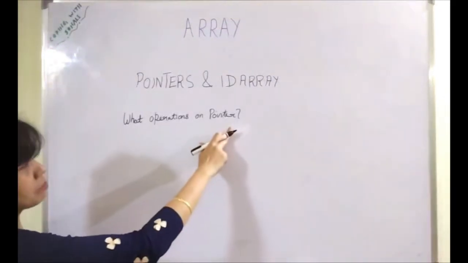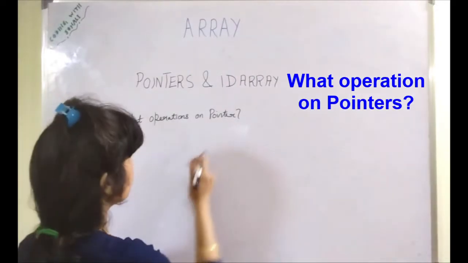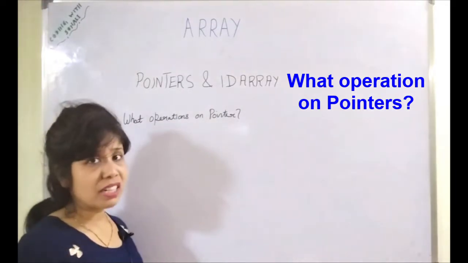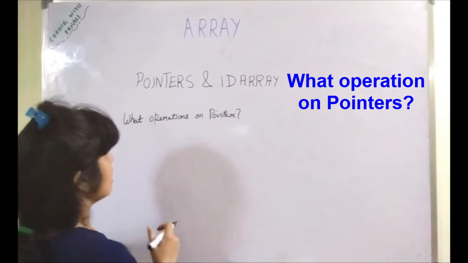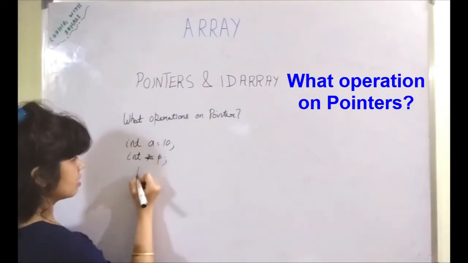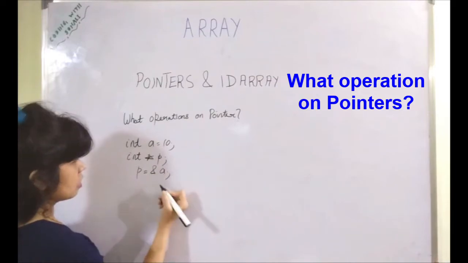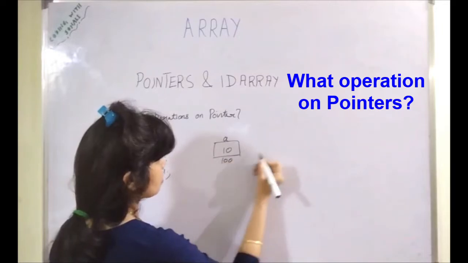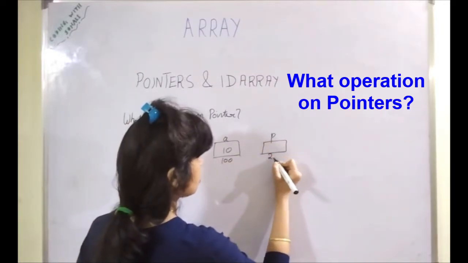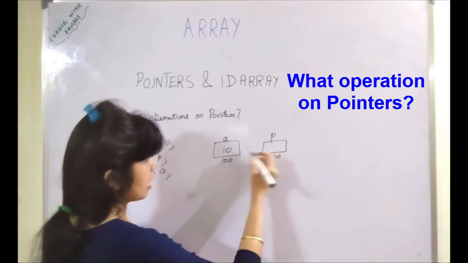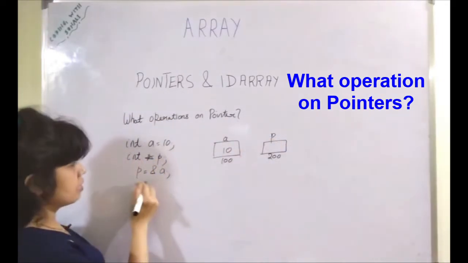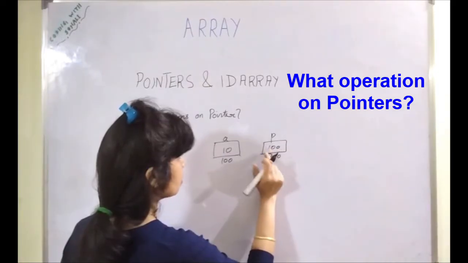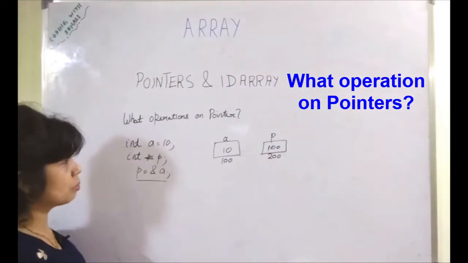So what operations can be performed on a pointer? First of all, we can increment and also decrement pointers. Then we can subtract an integer from a pointer. What does it mean? Suppose I have this and I initialize it like this. In memory I have this a with value 10 and some address, and p also has another address. Since I am writing p as holding the address of variable a, what will p have? You can perform different operations on the pointer, and that is allowed.